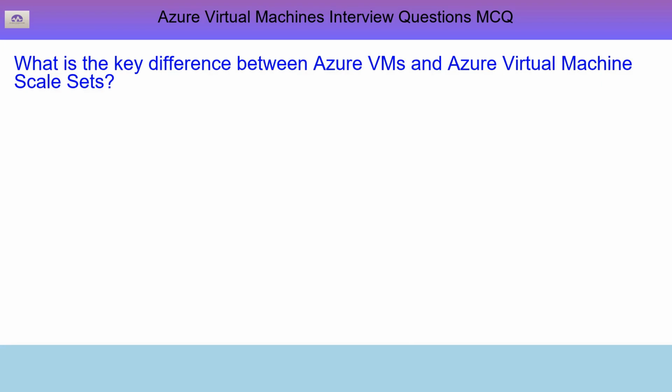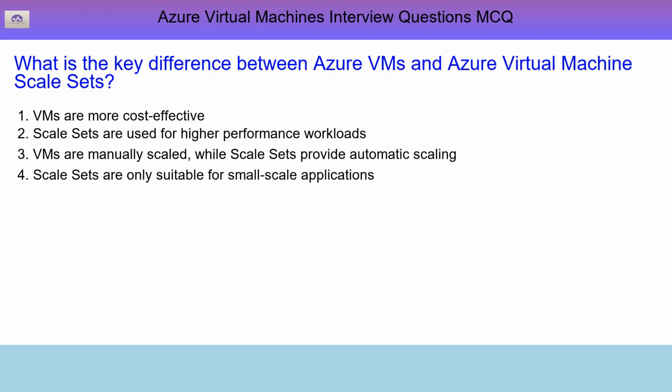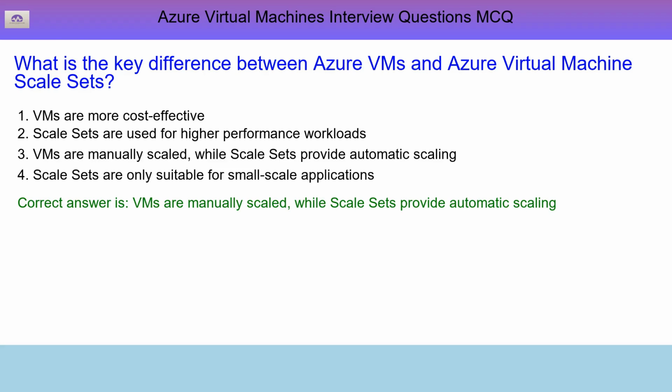What is the key difference between Azure VMs and Azure Virtual Machine scale sets? Here are your options. 1. VMs are more cost-effective. 2. Scale sets are used for high performance workloads. 3. VMs are manually scaled, while scale sets provide automatic scaling. 4. Scale sets are only suitable for small-scale applications. The correct answer is VMs are manually scaled, while scale sets provide automatic scaling.